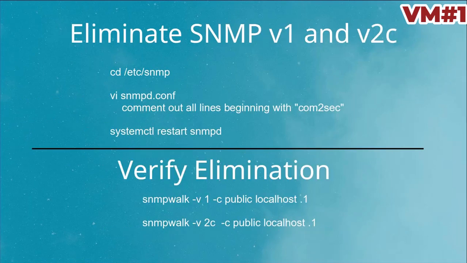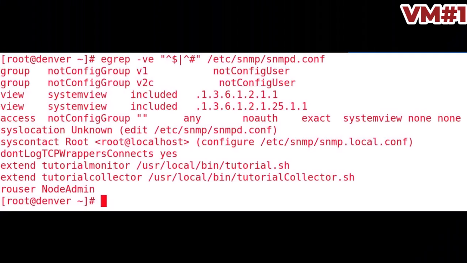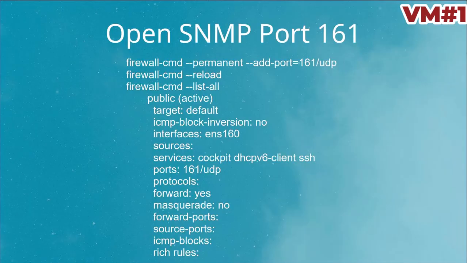Eliminate the v1 and v2c users access. Add the extensions developed in the service assurance and data collection modules to the node. Test those extensions. This is the content of the /etc/snmp/snmpd.conf file. Note that SNMP v1 and v2c have been eliminated by removing the relevant COM2SEC line. Open port 161, that is the SNMP port, and verify that it is open.